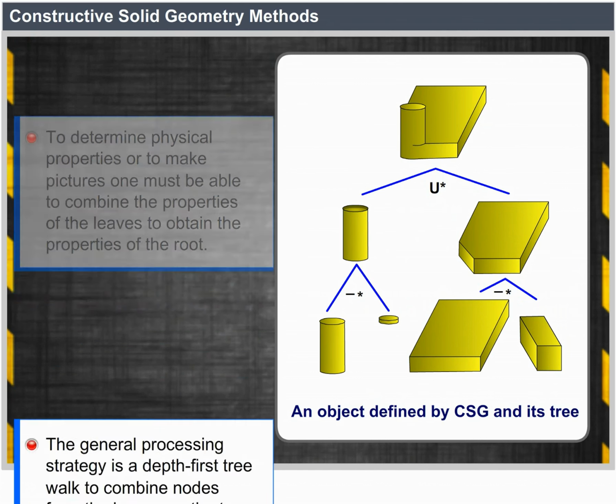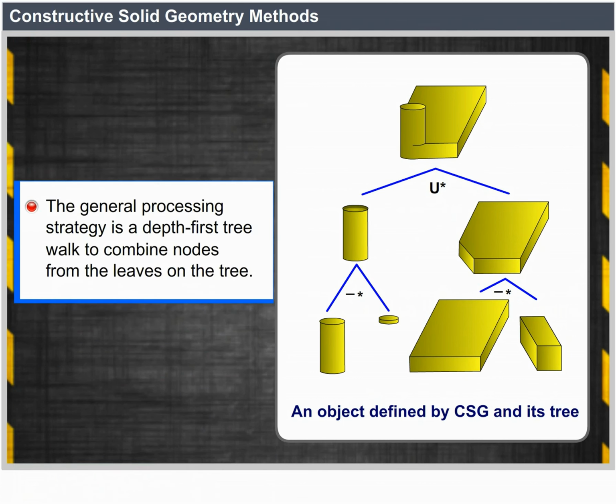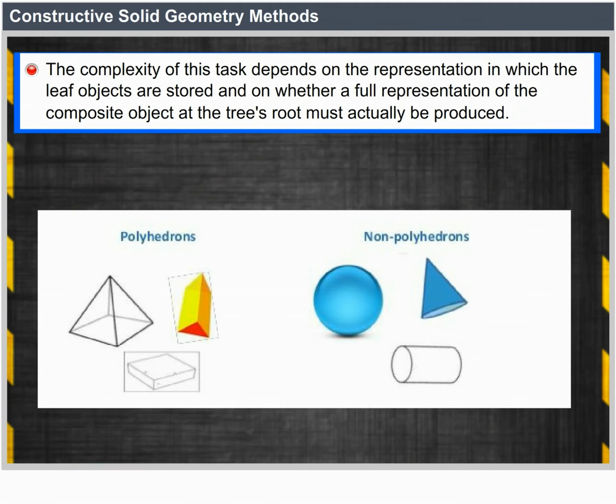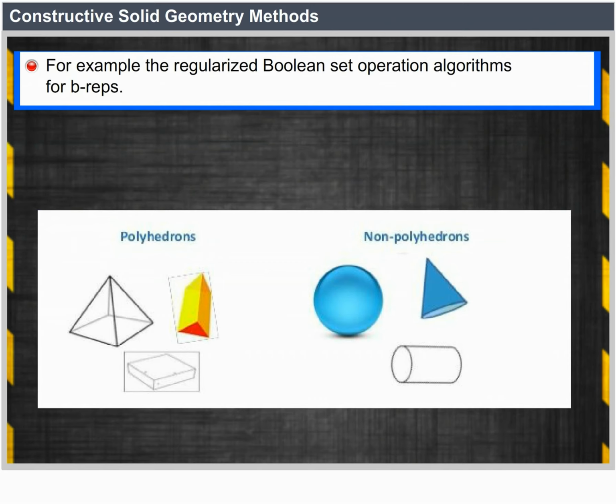The general processing strategy is a depth-first tree walk to combine nodes from the leaves up the tree. The complexity of this task depends on the representation in which the leaf objects are stored and on whether a full representation of the composite object at the tree's root must actually be produced. For example, the regularized Boolean set operation algorithms for B-reps.